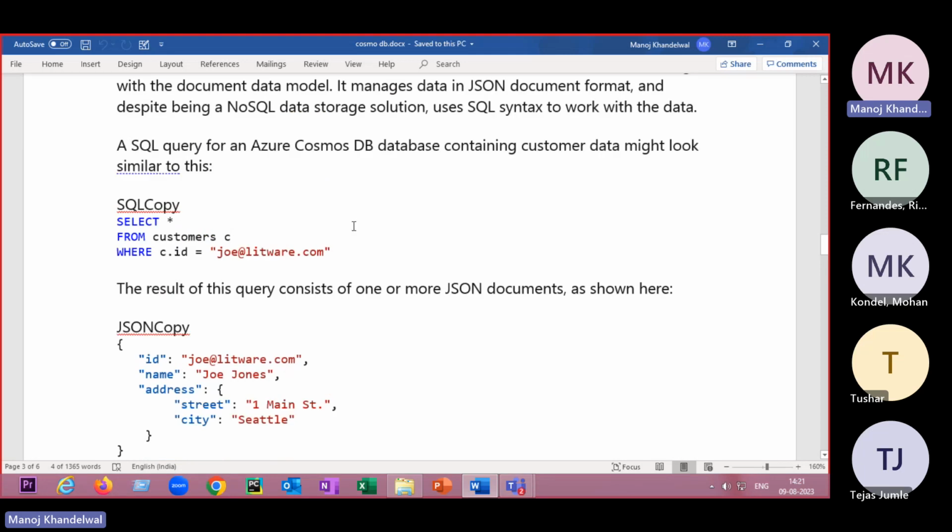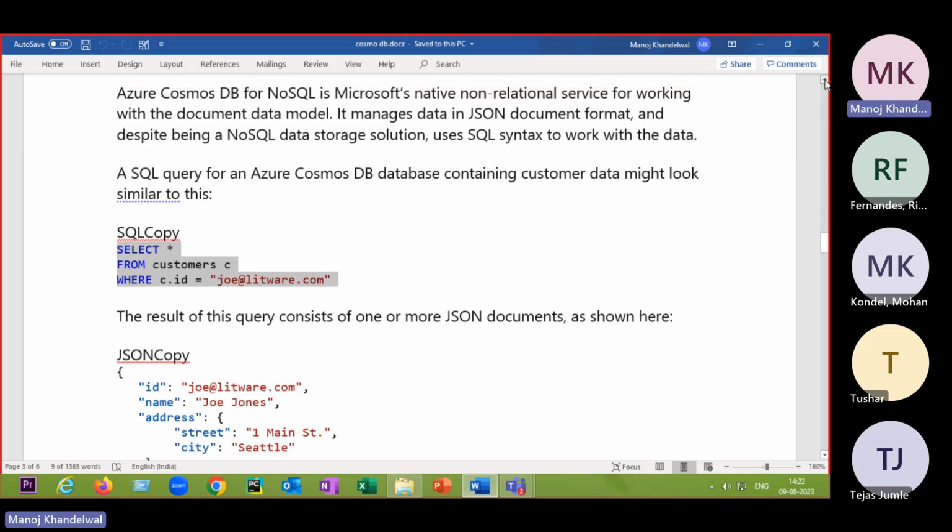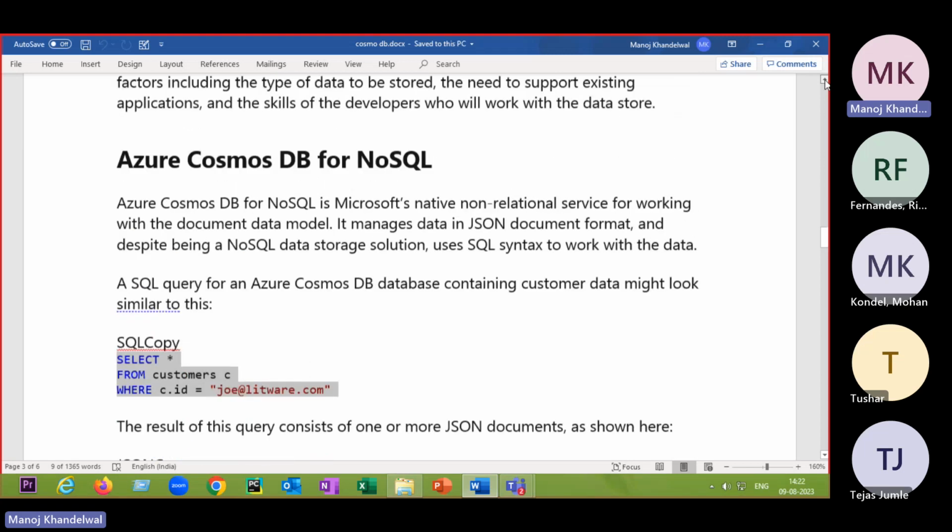See, for example, this one: select star from customer C where C.ID equals so and so. The result of the query will be in JSON format like this. But if you see the syntax of this query, it is like SQL, right, what you have studied. So the underlying structure is different, but using the SQL syntax, you are able to do the job. Are you getting my point now? This is the kind of interface it provides.